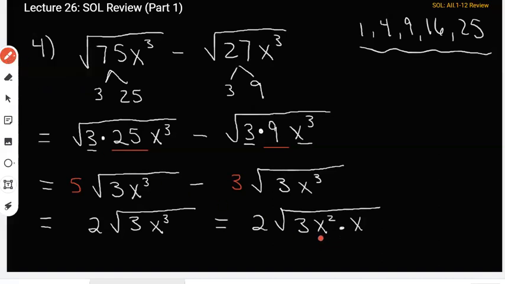So now I have an x squared under a square root. What can I take the x squared out as? I can take it out as an x, right? So not only will I have a 2 on the outside, but I'll also have an x. But then what needs to stay on the inside? This 3 right here and this x. They aren't perfect squares, so I need to leave them under the square root. And now you'll notice that it's fully simplified. There's nothing left that I can do. So my answer is going to be 2x times the square root of 3x.